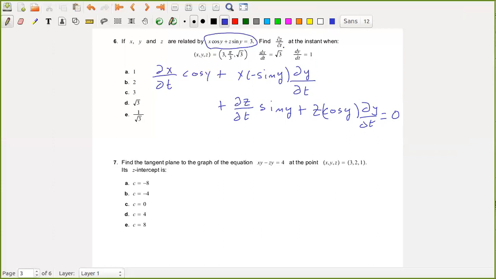There's a slight inconsistency in the way the problem is stated. It's asking for the partial derivative of z with respect to t, but here it gives the derivative of x with respect to t and the derivative of y with respect to t. So either this should have been the derivative or these should have been partial derivatives. I'm just doing this as being partial derivatives, which is why I have the partial derivatives here.